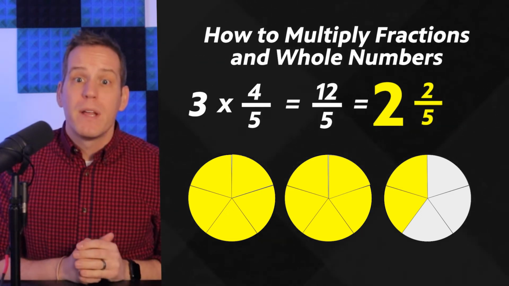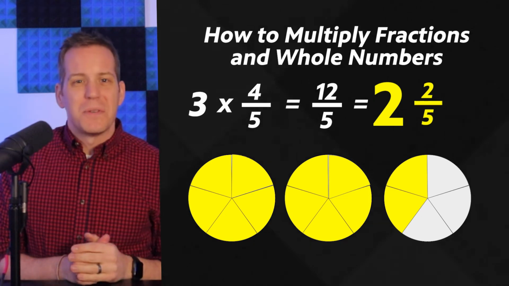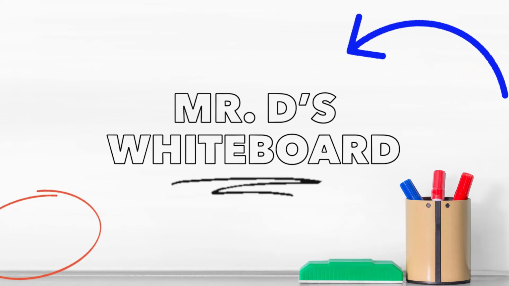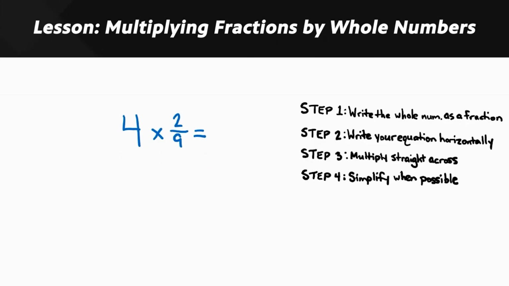Okay, are you ready to try a few together? Grab your paper and pencil, and let's go to the whiteboard. Let's solve this one. 4 times 2/9. Here's our steps again. Step 1 is to write the whole number as a fraction. So let's write it again. 4 over 1 times 2 over 9.